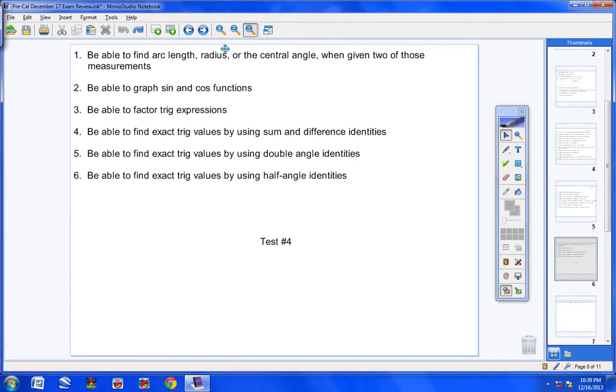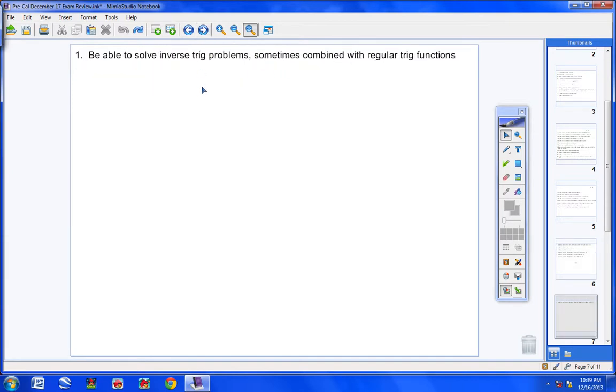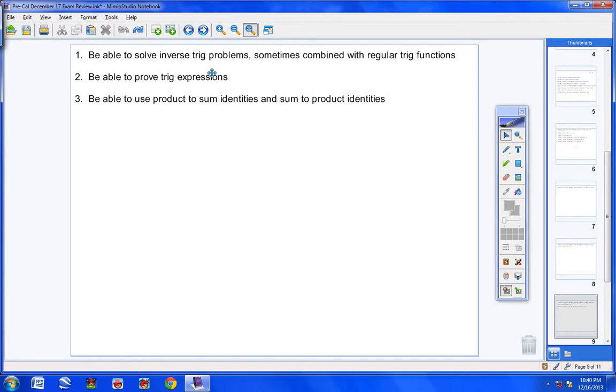That's test number 4. Test number 5, I've broken that down into steps for you. Be able to solve inverse trig problems, sometimes combined with regular trig functions. So make sure you can do those. Number 2, be able to prove trig expressions. We had 2 of those yesterday on the test review. Be able to use product to sum and sum to product identities. And I think that's it.